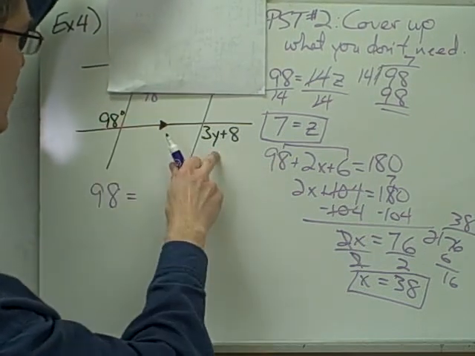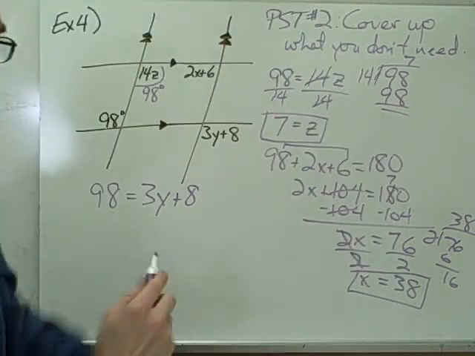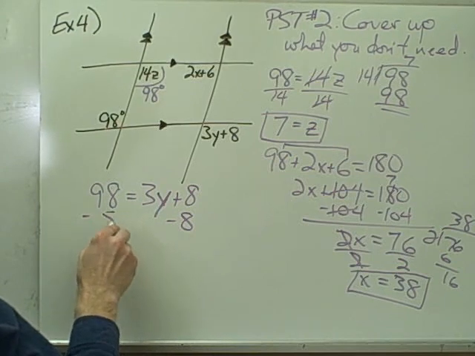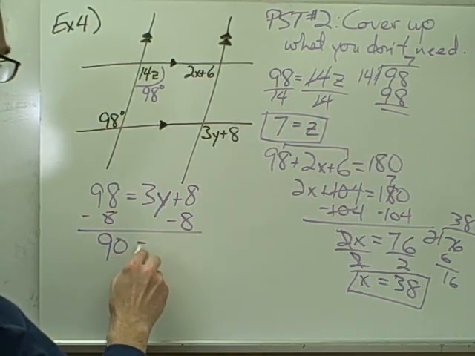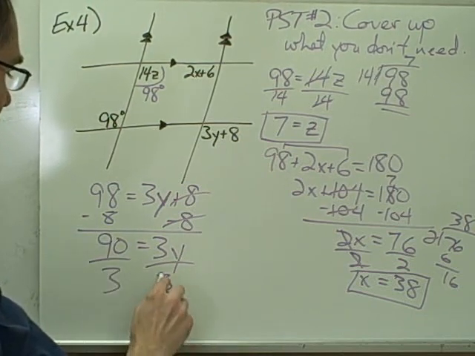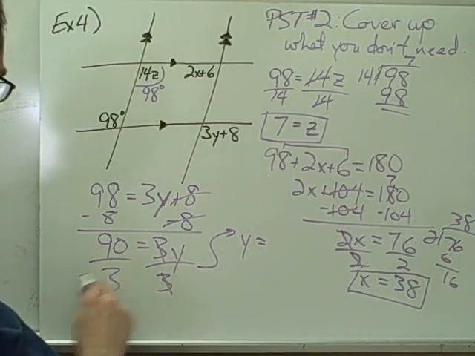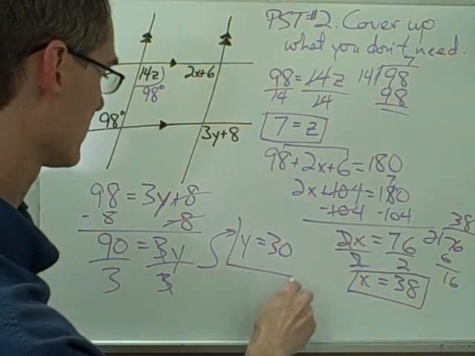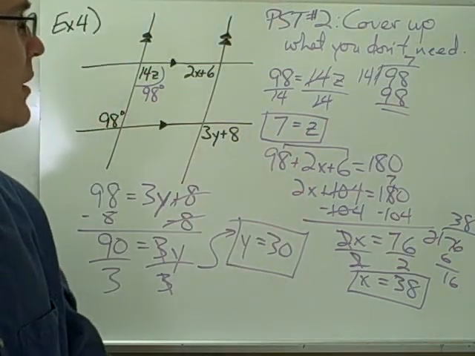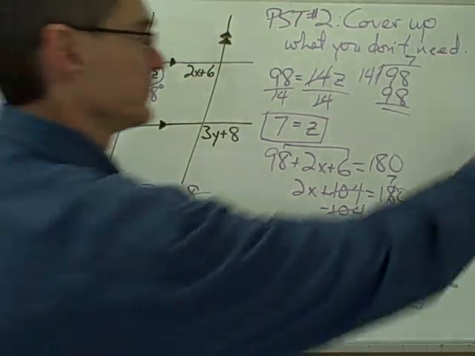So once again, I can say 98, since these two angles are congruent, 98 is equal to 3y plus 8, and I can solve this equation for y. Subtract 8 from both sides. 90 equals 3y. Divide both sides by 3, and I get y equals 30. So by covering up what I didn't need, I was able to solve each of these three equations for the different variables x, y, and z.